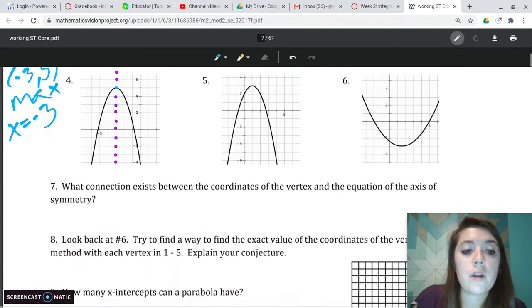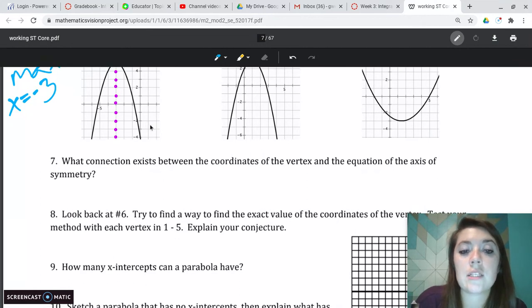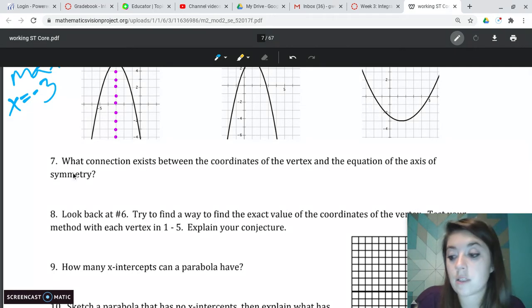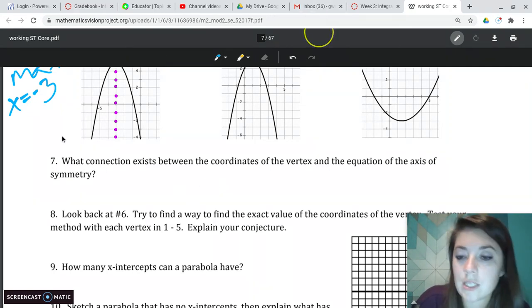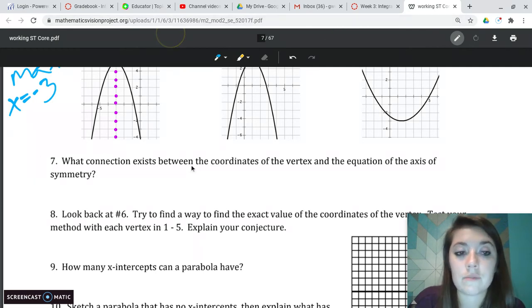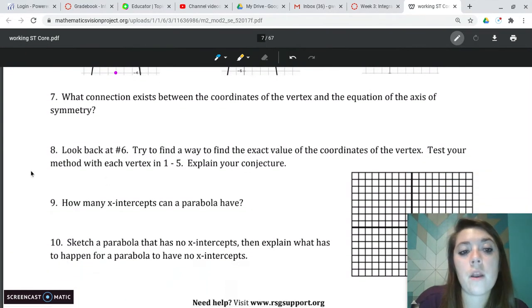All right. For number 7, what connection exists between the coordinates of the vertex and the equation of the axis of symmetry? I expect you guys to be able to write that out. I just explained that. So if you need to, rewatch what I was just saying, because that's going to help you. All right, for number 8, look back at number 6.